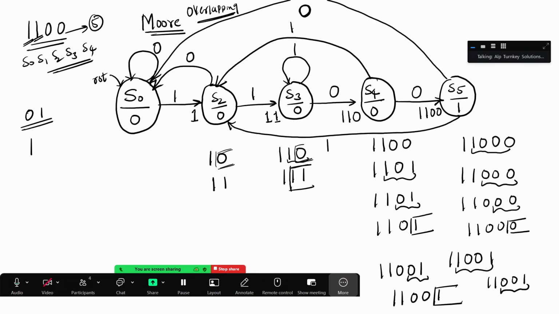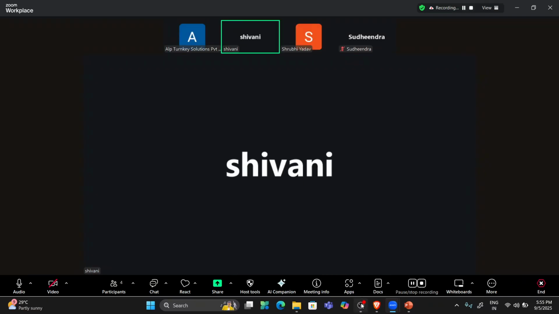So like this you need to draw the FSM sequence detector using Moore machine. Moore machine. Okay, is it fine? Any doubt in this? Your response? Yes.